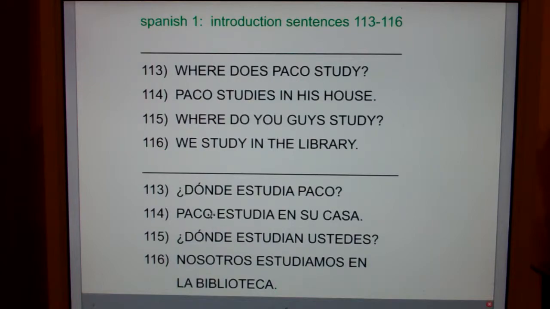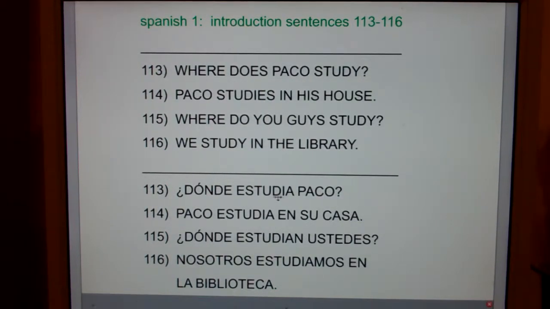All right, notice, where studies Paco? Where study you guys? Remember, if you're confused, oh, Mr. Holt, when there's a question, I can never remember the word order. Everybody say, ¿Cómo estás tú? On a question, the first word is the question word. Who, what, when, where, why, how.